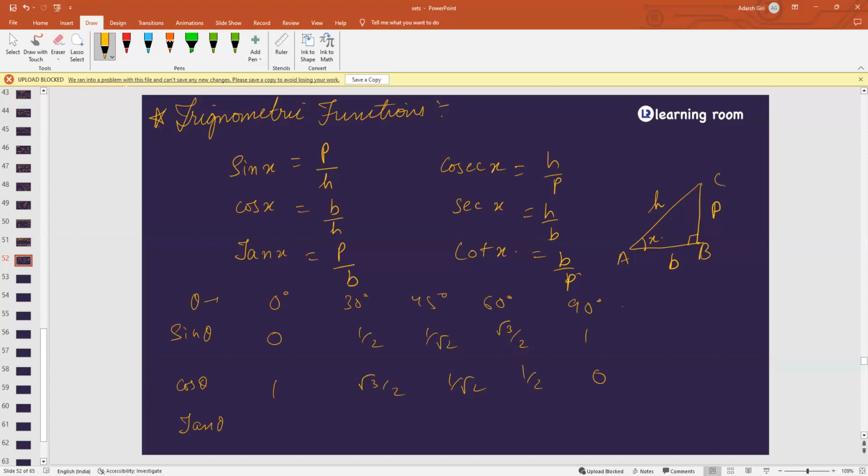And tan will be just sine by cos. This divided by this, 0. This divided by this, 1 by root 3. This divided by this, 1. This divided by this, root 3. And this divided by this is infinity, undefined. Tan of 90 degrees, undefined. All right.